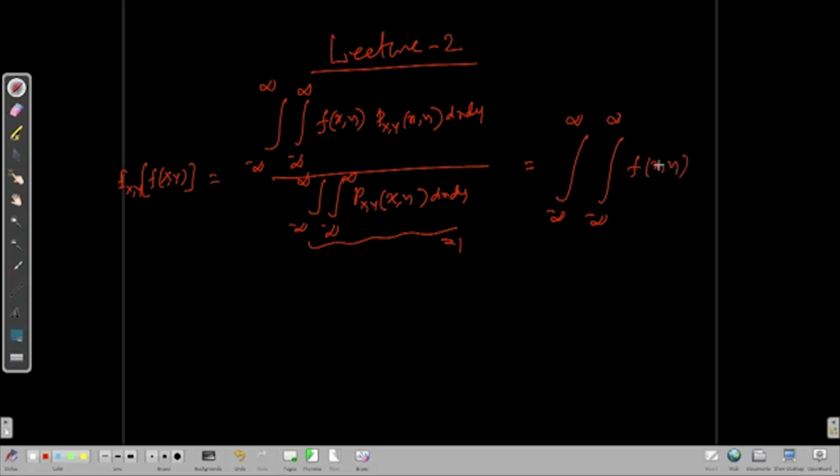Take the function, and instead of capital X, Y, substitute small x, small y, because they are the integration variables. Multiply by the joint density. So it is a function of small x, small y, with dx dy. One thing: this is called expectation, or expected value. Expectation is a linear operation. I will explain what I mean.